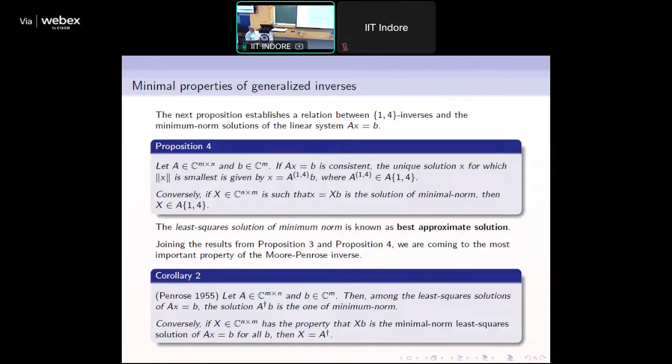And if we unify both the least squares solution and the minimum norm solution, then we will obtain the Moore-Penrose inverse solution, or best approximate solution. The best approximate solution is the least squares solution of minimal norm.